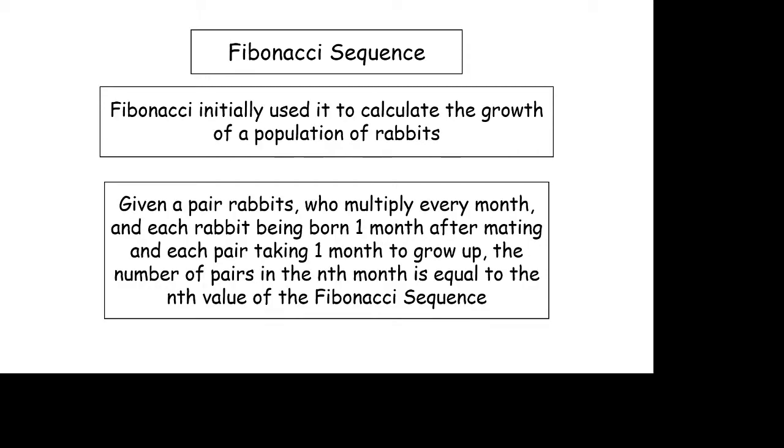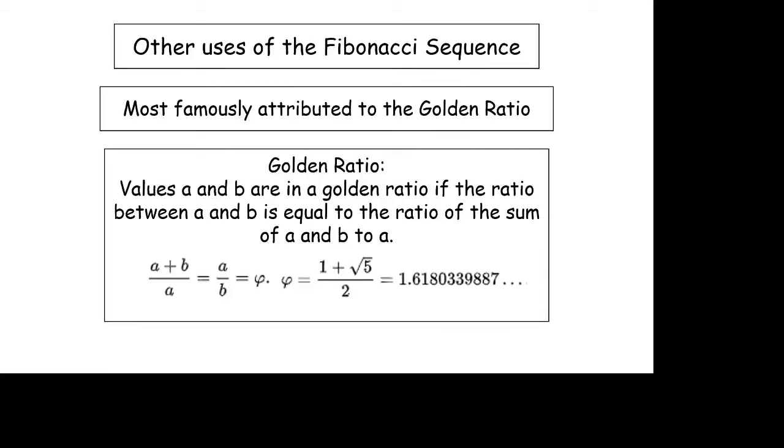Fibonacci initially utilized the sequence to calculate the population of rabbits in month n, taking the rules that we start with a single pair of rabbits, the rabbits take a month to grow up, and each rabbit takes 1 month to be born. Thus, the number of pairs of rabbits after month n is equal to the value a_n of the Fibonacci sequence. The single most famous mathematical constant associated with the Fibonacci sequence is the golden ratio.